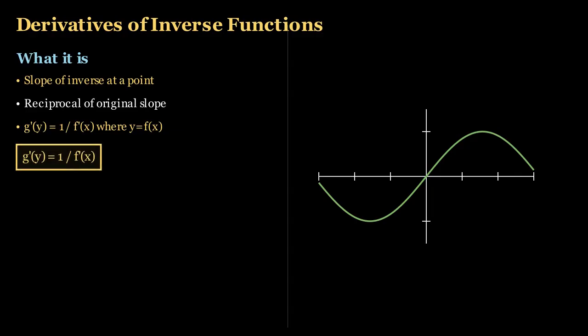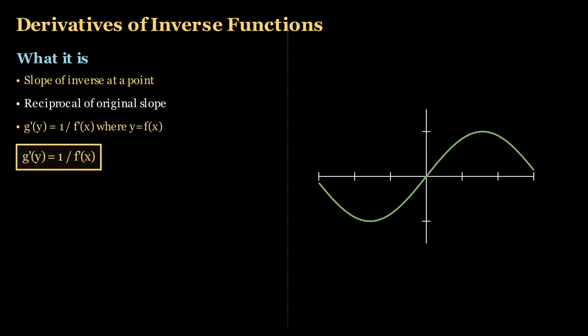The slope of the inverse at y is just 1 over the slope of the original at the matching x. In symbols, g' of y equals 1 over f' of x, where y equals f of x. It is a reciprocal relationship. Think of it like this: if f is steep, its inverse is flat, and vice versa.